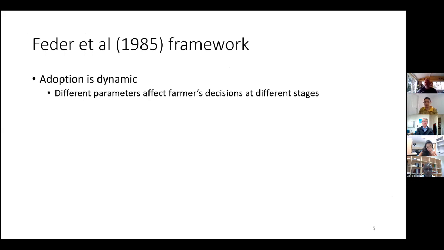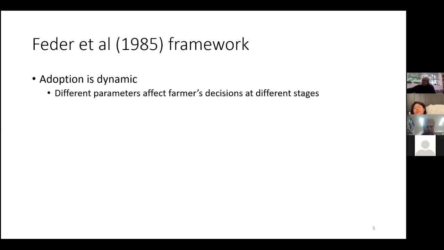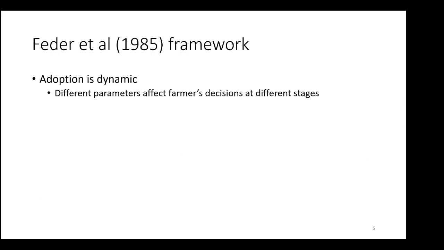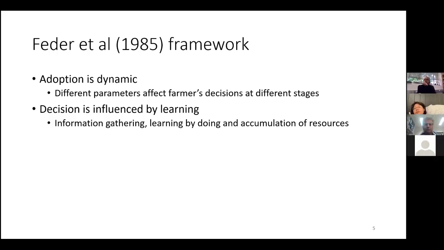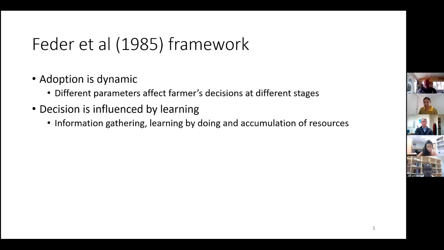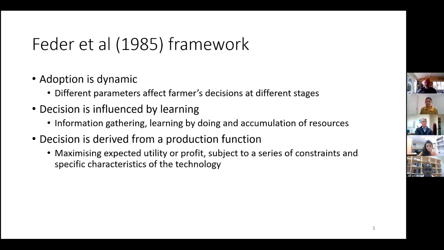That framework established that adoption in agriculture is dynamic, that different parameters will affect farmers' decisions at different stages, and that the process itself is very heavily influenced by learning. That's gathering of information, learning by doing or trialing, and accumulation of resources to actually make a decision about adoption.